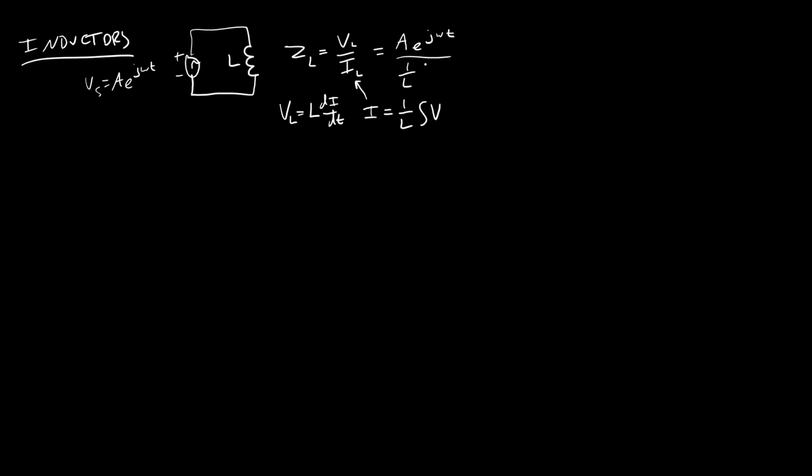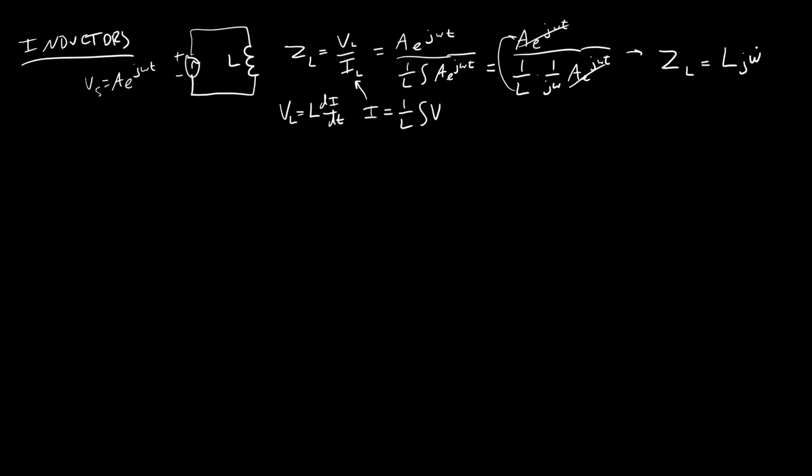So 1 over L integral of the voltage, which again, the voltage across the inductor here must be equal to the voltage of the source. So integral Ae to the j omega t, and that is going to come out to, if we take that integral, which again, if you don't remember how to do it at this point, you're just taking my word for it, 1 over L times 1 over j omega Ae to the j omega t. So again, we have the Ae to the j omega t terms cancel, and this whole term in the denominator of the denominator is going to flip up to the top, and we get that the impedance of an inductor is equal to L j omega.